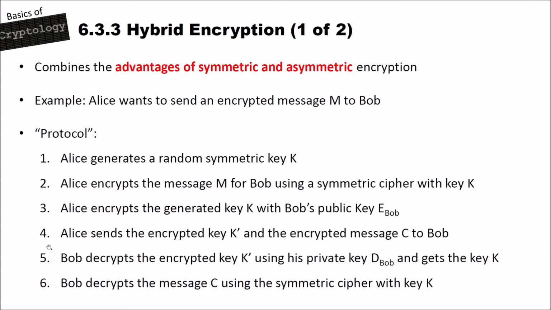Bob then decrypts the encrypted key K' using his private key d_Bob. And as we said, only he is able to do so, and he gets the key K. Finally, Bob decrypts the message C using the symmetric cipher, for instance AES, with key K. And for the asymmetric cipher, of course, Bob and Alice use, for instance, RSA. And in the end, Bob decrypted the message Alice sent to him.